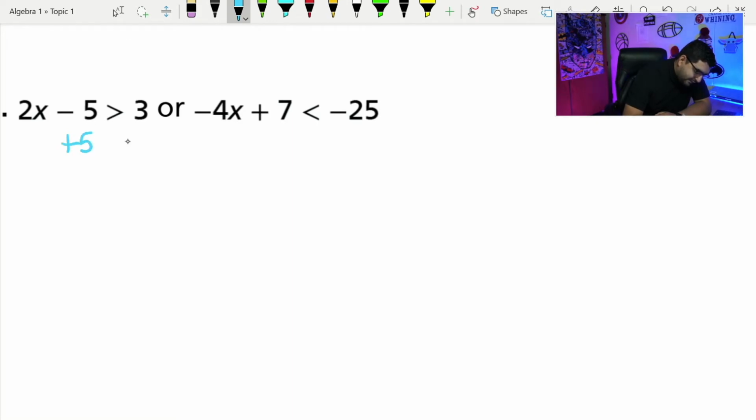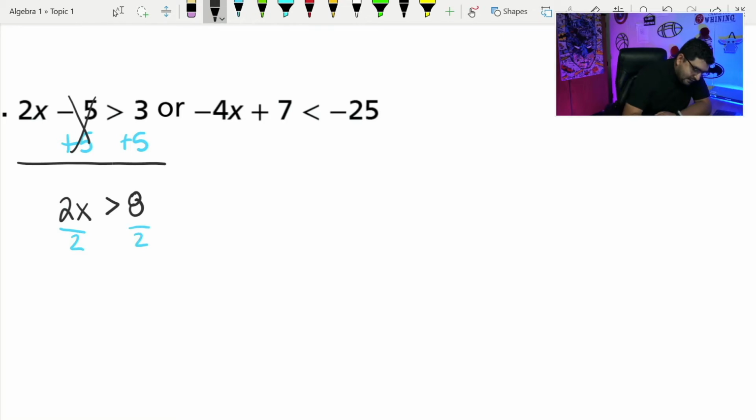So I'm going to add 5 to both sides for this equation. I get 2x is greater than 8. I can then divide by 2 on each side. I'm left with x is greater than 4. That's one inequality. Now let's solve the other.